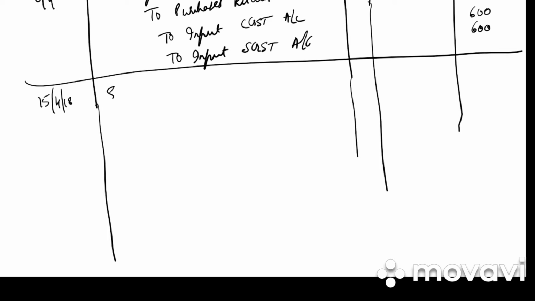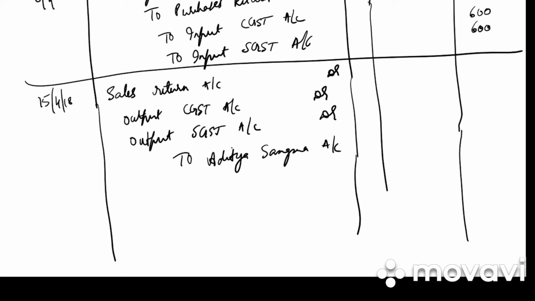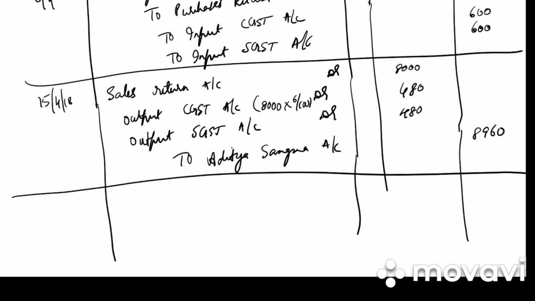Next we have on 15th April, return goods by Aditya Sangma. So sales return account debited, output CGST account debited, output SGST account debited to Aditya Sangma account. So the sales return was for how much? 8,000. So 8,000 into 6 by 100, 480, 480, and the total will be 8,960. Write down the narration. Sales return.